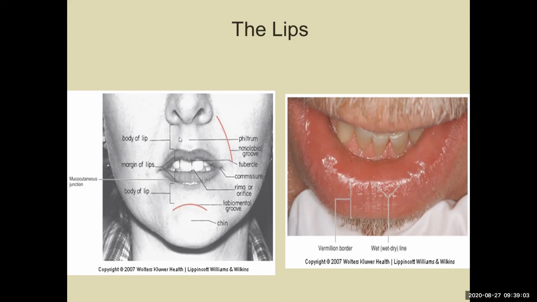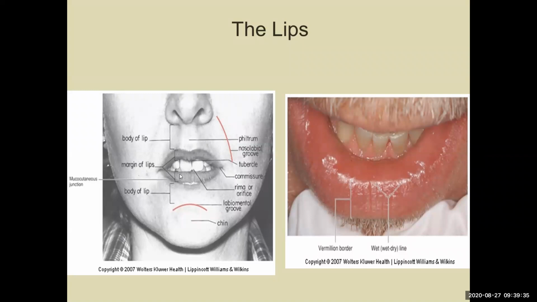Right? The body of the lip is this whole area here, and that little area in between is the philtrum. You've got your nasolabial groove. This is what women get filler in, and I'm too cheap to get my filler, so I got a deep groove. The tubercle is just a little elevation. So this is the tubercle of the lip, and this is called the Cupid's bow.